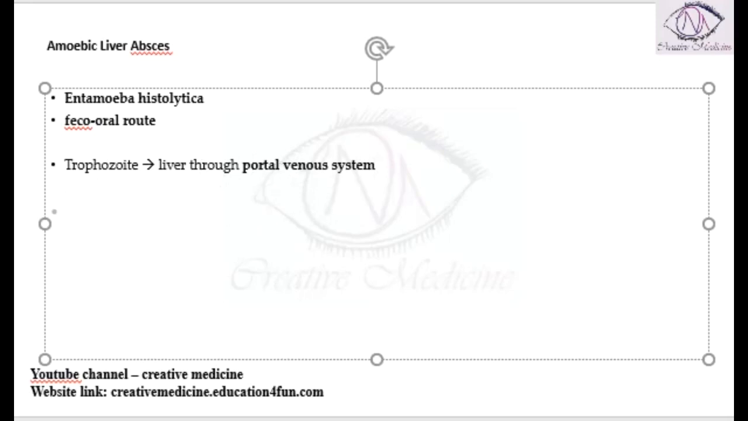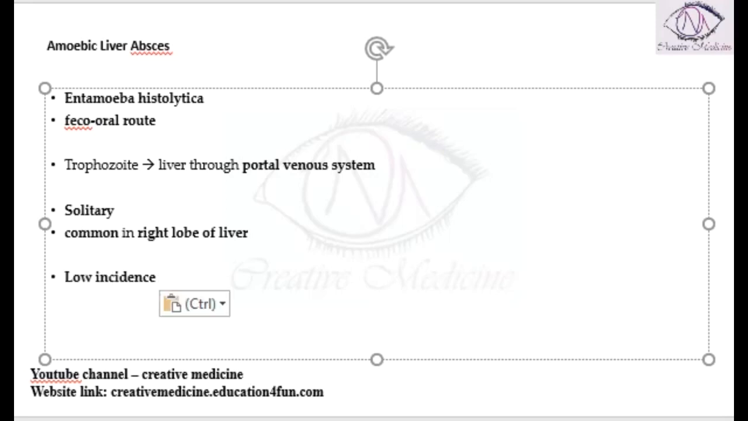These amoebic liver abscesses are also solitary abscesses, and they are more commonly seen in the right lobe of the liver than the left lobe. There is a low incidence of invasive amoebiasis seen in menstruating women.